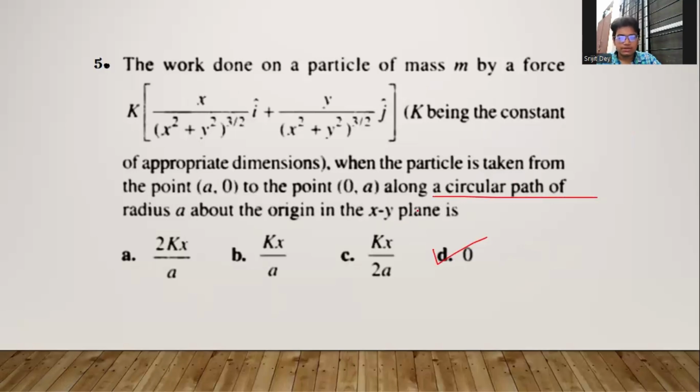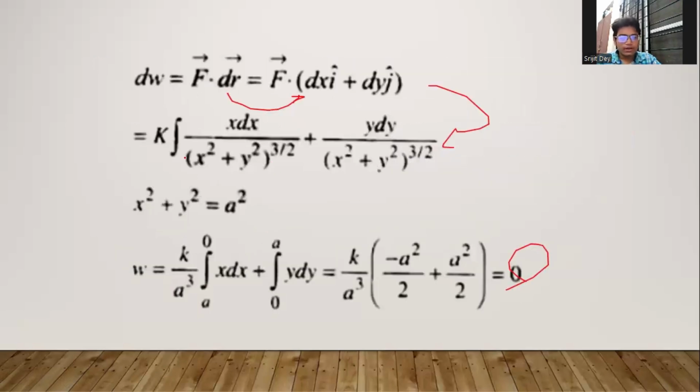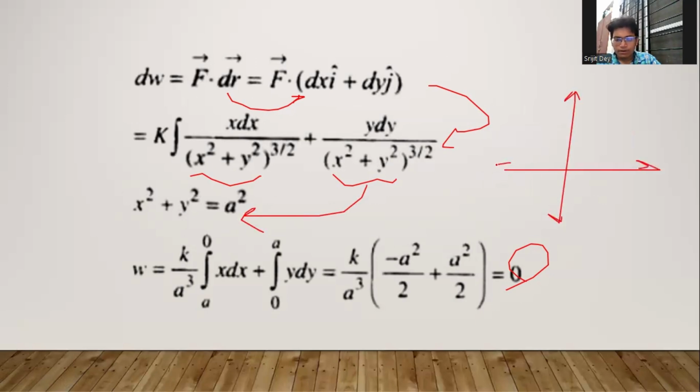See, and also they have written that it's a circular path of radius a, due to which they have changed these terms to a. So basically, the ball was taken like this. This is a circle. Equation of the circle is x square plus y square equal to a square. So that's how they changed it, and then it's pretty simple, normal integration.